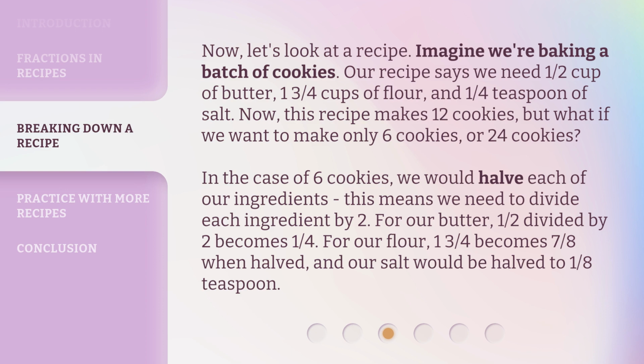In the case of 6 cookies, we would have each of our ingredients. This means we need to divide each ingredient by 2. For our butter, 1/2 divided by 2 becomes 1/4. For our flour, 1 3/4 becomes 7/8 when halved, and our salt would be halved to 1/8 teaspoon.